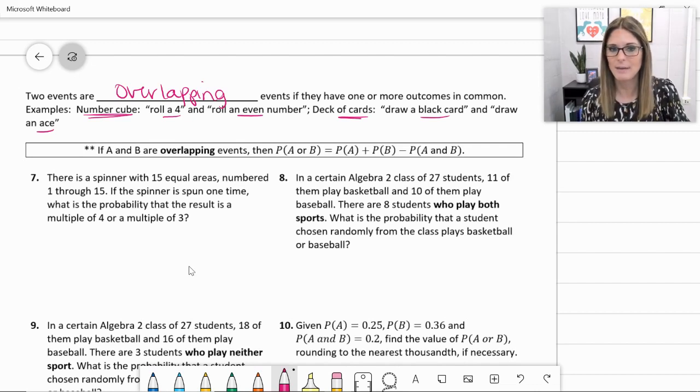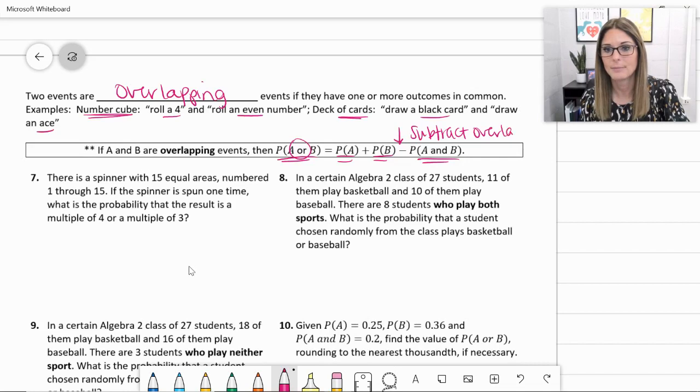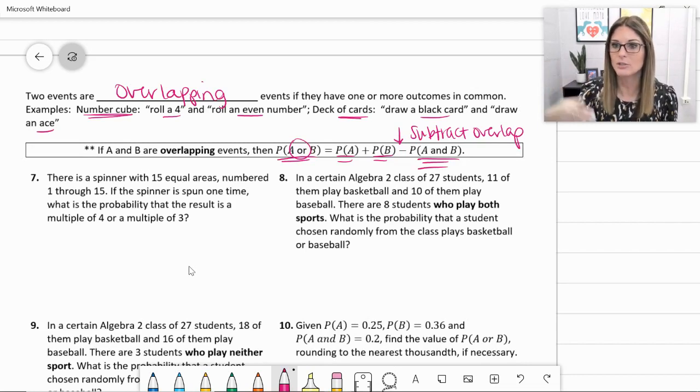So if you do have overlapping events, then for the probability of A or B happening, you're going to still add them. I'm not changing my memorization tool. When you have an "or," you always add, but if they are overlapping, you need to subtract away the overlap, the things that they share in common, their intersection. So make a note here, we are going to subtract the overlap. Very important right there. Still add probability A with probability B, but then we're going to subtract where we've overlapped, or where we've double dipped, where we have counted the same outcome twice.